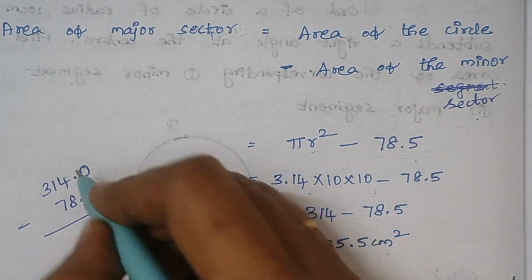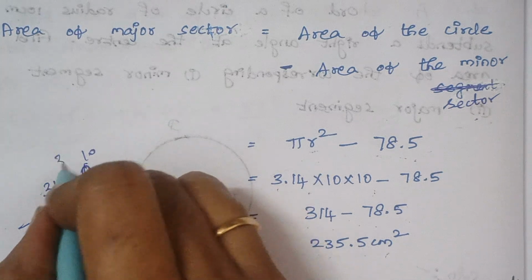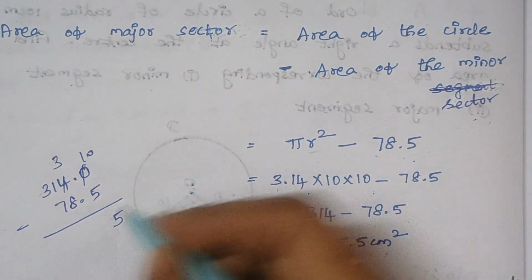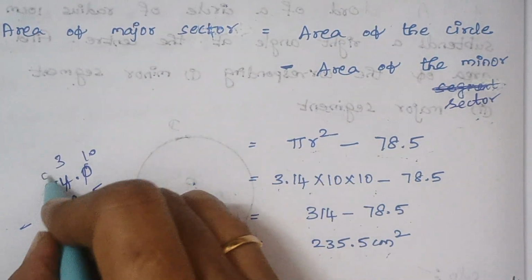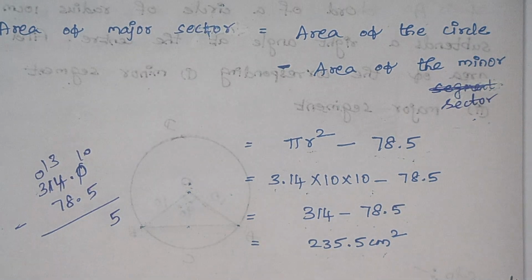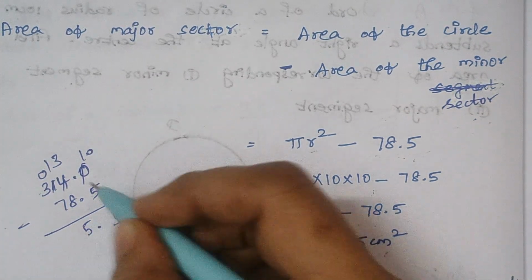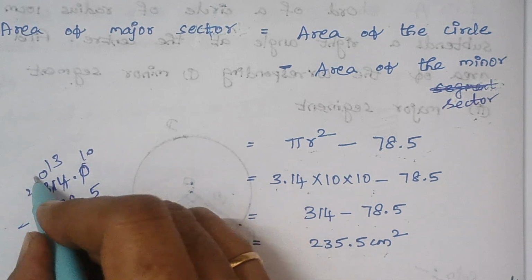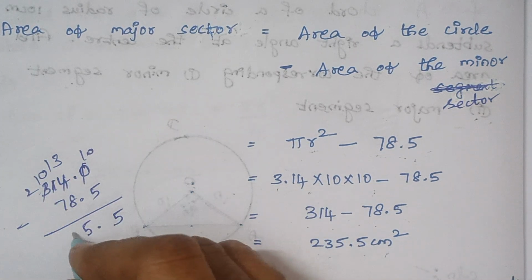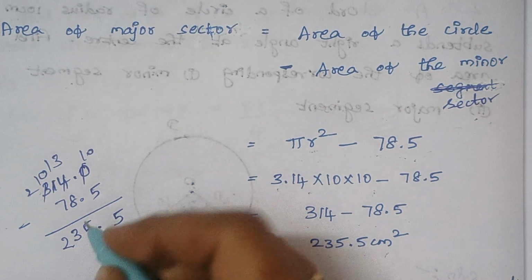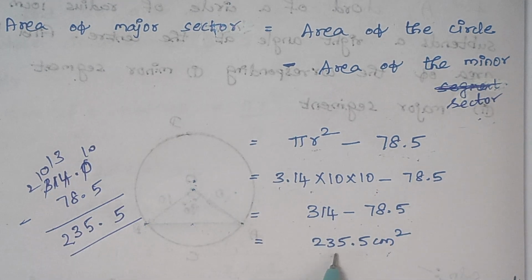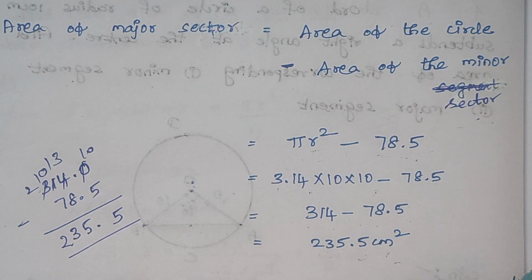78.5. Right. So here this becomes 10 and this becomes 3. So 10 minus 5 is 5. And again this 1 becomes 0 and this becomes 13. Right. So here the value will be again 5. So since it is 0, here this becomes 2 and this becomes 10. So 10 minus 7 is 3 and 2 is 2. Therefore here the answer is 235.5 centimeter square.